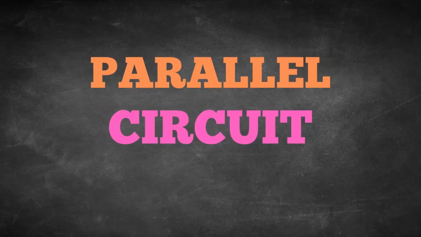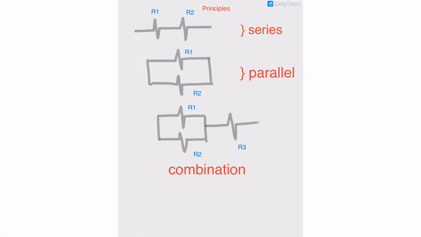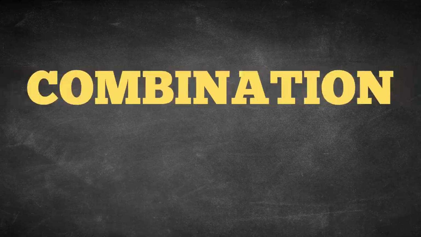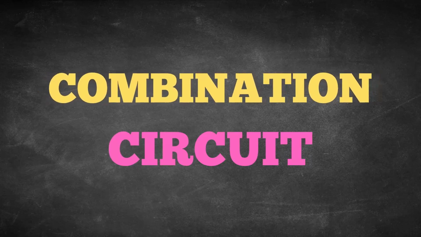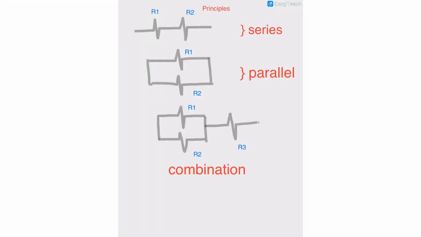Next is the parallel circuit. It is a type of circuit in which there is more than one current path going through the circuit. Next is the combination circuit, wherein both series and parallel are integrated with one another to create a single circuit.